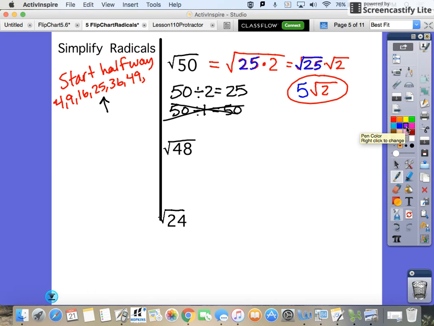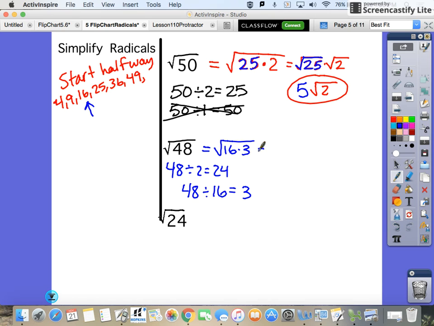So for our second one, we're going to take 48 divided by 2, which is 24. So we need to start at 24, which would be right about here. So we're going to start by dividing by 16. That's the first number in our list. So 48 divided by 16 equals 3. Well, that's a perfect integer, so let's split this into the square root of 16 times 3, which is the square root of 16 times the square root of 3. And the square root of 16 is 4. The square root of 3 is just the square root of 3. So that one is simplified.